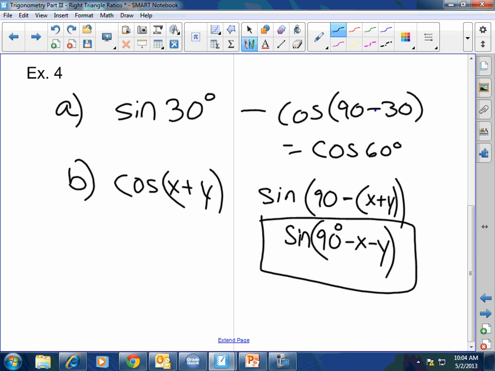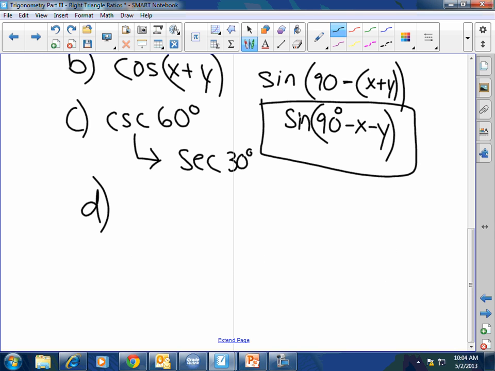Correct? What is the question for C? Cosecant of 60. Who is the cofunction for cosecant? Secant. Secant is the cofunction of cosecant, and 90 minus 60 is 30 degrees. What is the question for D, please?